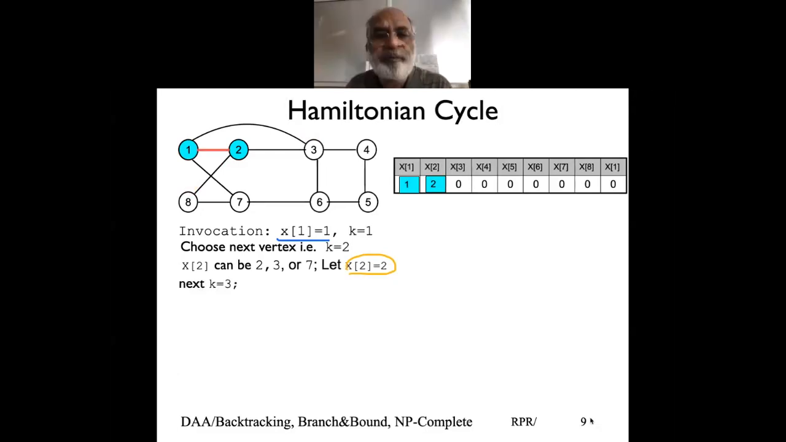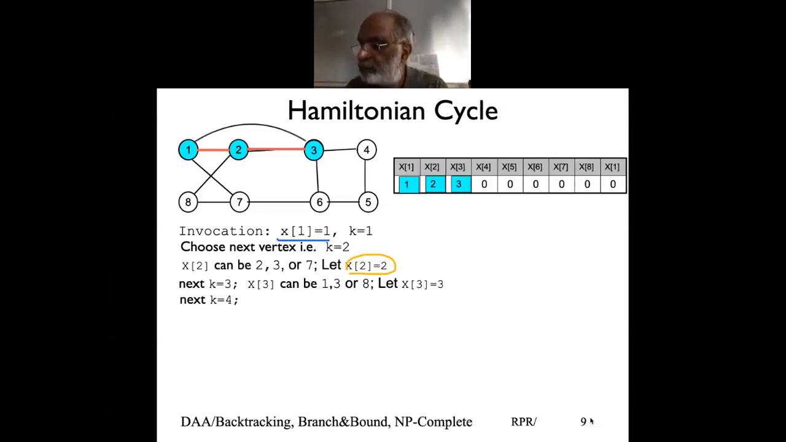When k is equal to 3, my choices are 3 and 8. 1 is already visited, we can't consider it. So let's say we choose x3 is equal to 3. So x3 becomes 3 and we choose that. Now for k is equal to 4, my choices are either vertex number 4 or vertex number 6.